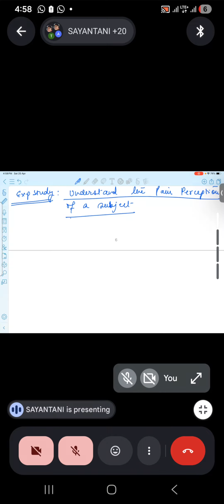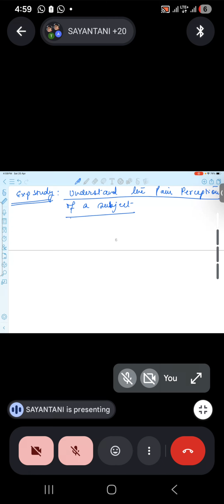So this level of interpreting pain perception varies from subject to subject, right? But though it varies, we need to understand, for any specific subject, given any specific stimuli, how much intensity of that stimuli is painful to that subject. That is important to us, right?